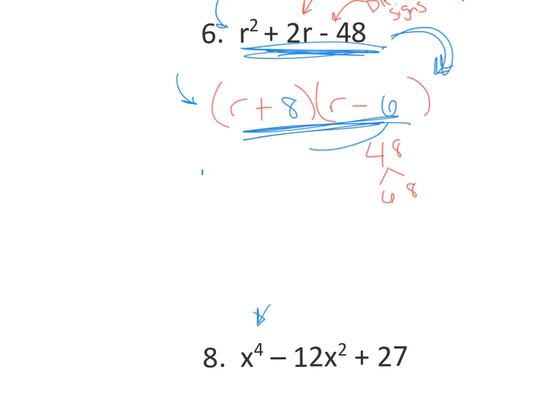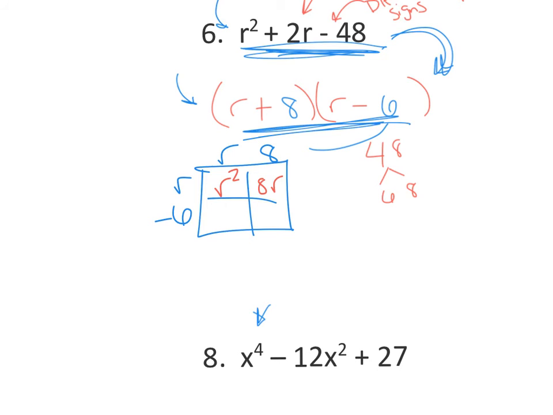And the reason why that's the case is because when you box method this, to get back to your original, you would get r squared, you get 8r, you get negative 6r, and you get that negative 48 that we want. If you notice, when you combine the like terms, that's where that positive 2r comes into play, and you get back to your original.